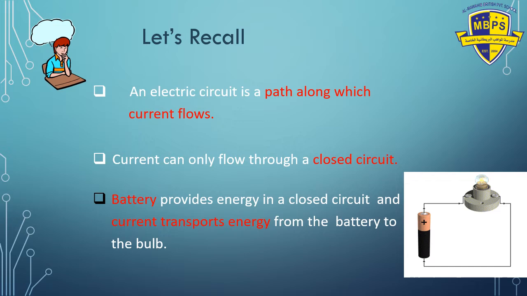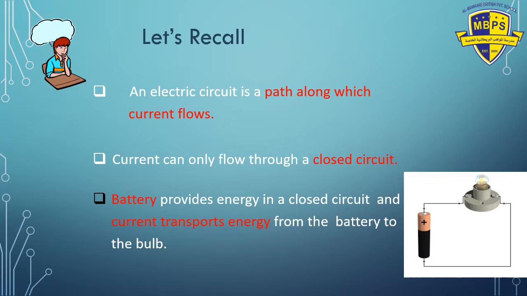First view. Let's recall. An electrical circuit is a path along which current flows. You can see from the picture, current flows from the positive end of the battery to the bulb, from the bulb to the negative end. It's like a circle. Current can only flow when it's a closed circuit. What is a closed circuit? A closed circuit is one that does not have any gaps. Okay, it's all connected.